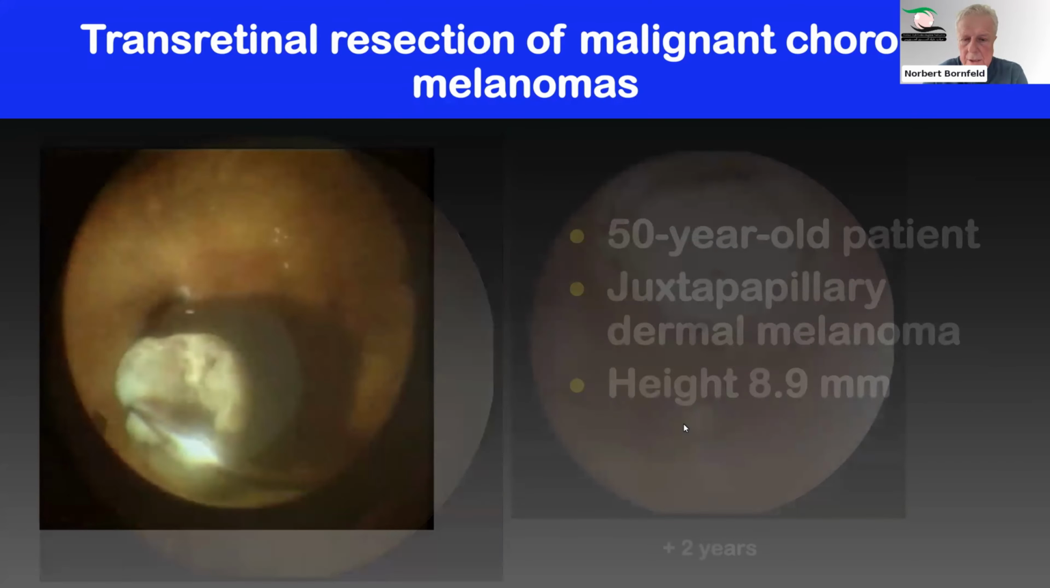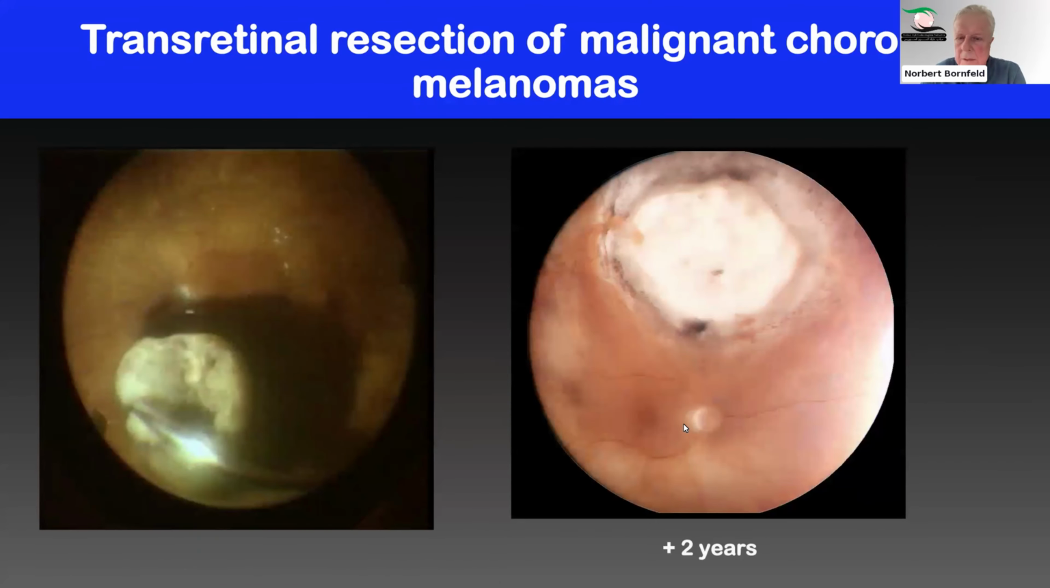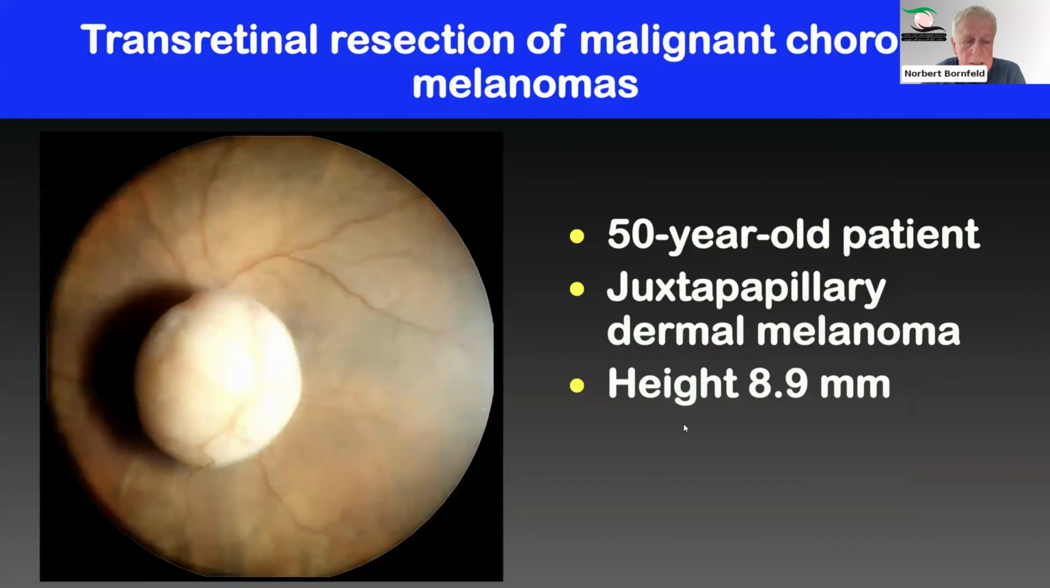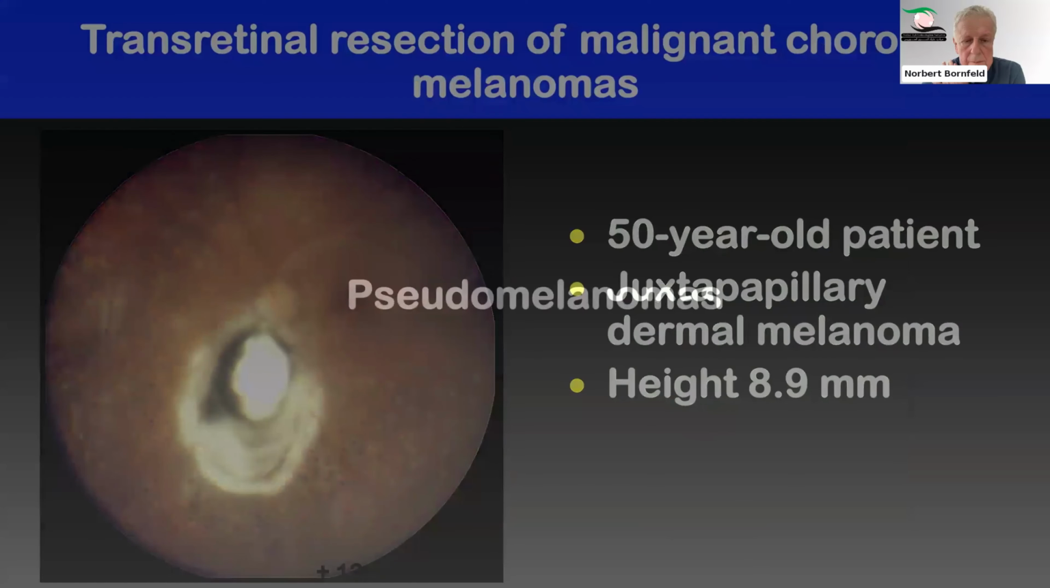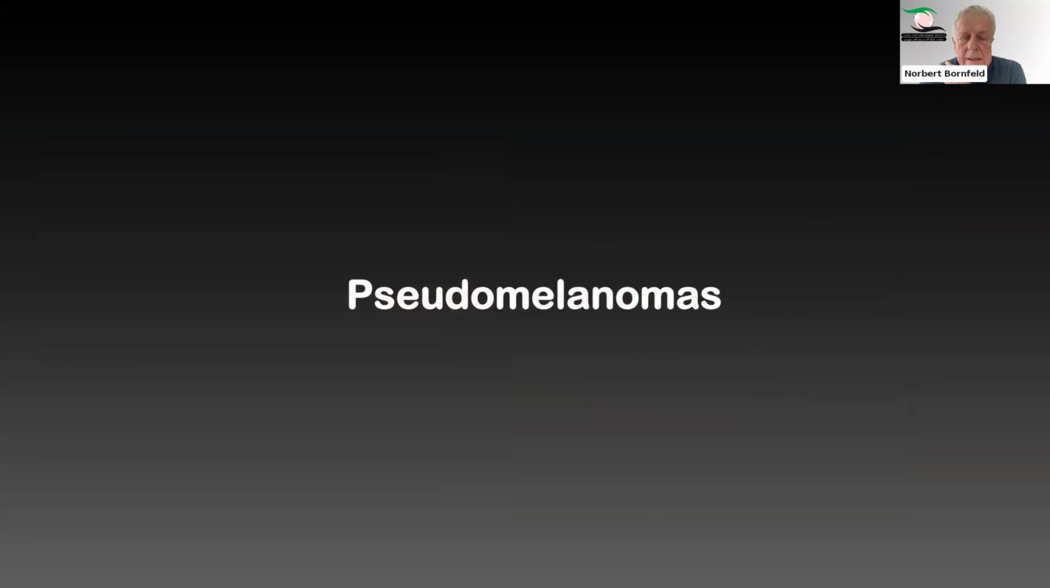That is a patient 2 years after treatment, the same patient. It's another patient with a large mushroom-shaped tumor close to the optic disc, and that, of course, is just made for transscleral resection. That is the same patient. I think it's 2 years after treatment, and a very good result. So that's melanomas.